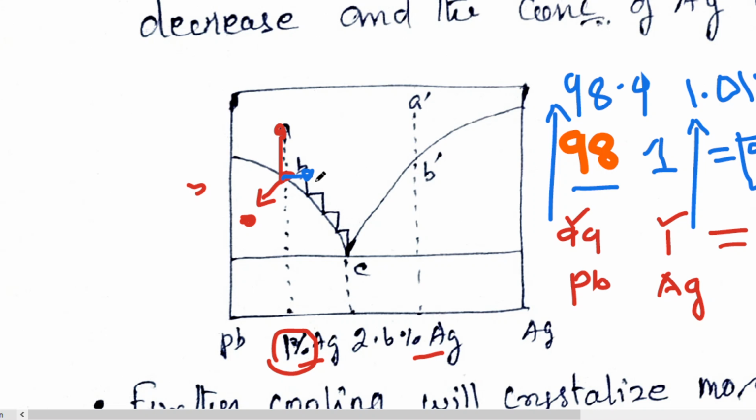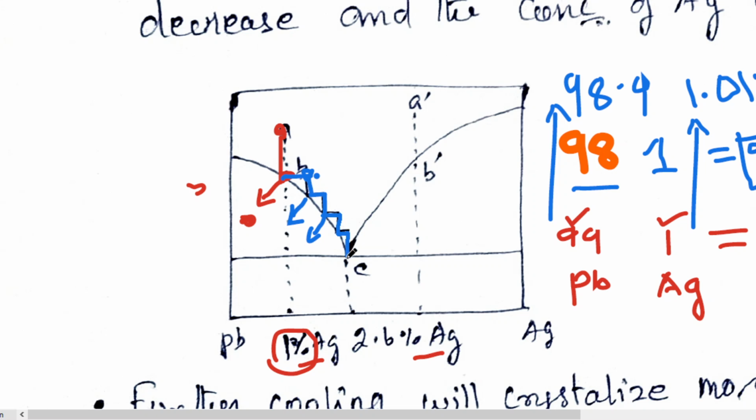Now what you have to do? I am further cooling the mixture. If I further cool the mixture, at this point some lead will get deposited. The liquid melt will lose percentage of lead and the percentage of silver increases to this point. I am again lowering the temperature. When it reaches this point, some more lead will be deposited, and this process continues.